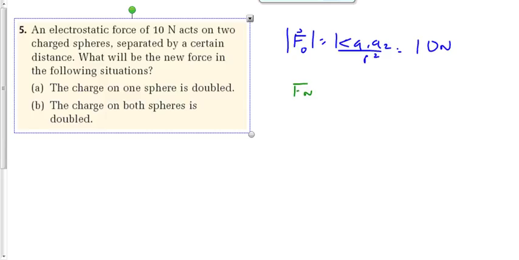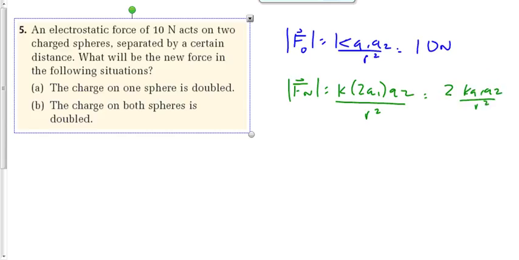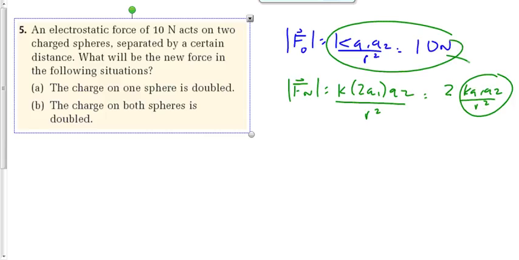Now what happens if I make some changes to it? First change I want to make, the charge on one sphere is doubled, so it becomes 2Q1. The other one remains Q2 over R squared. That becomes 2KQ1Q2 over R squared. And we know what the value of this is, right? It's 10 newtons. So 2 times 10 becomes 20 newtons. The answer to A would be 20.